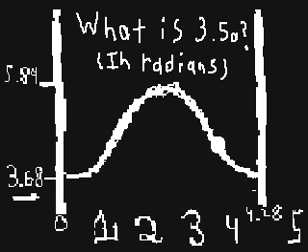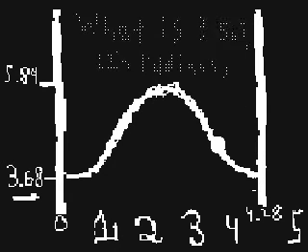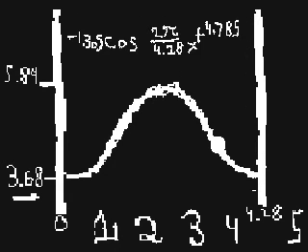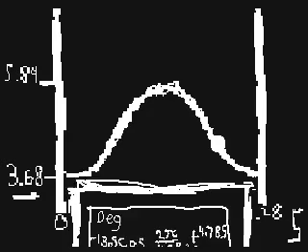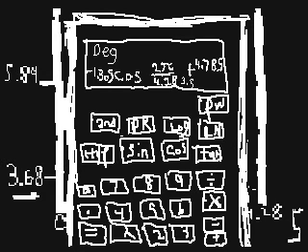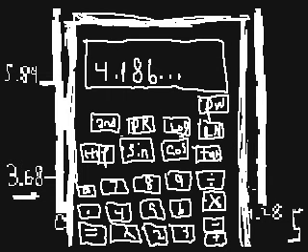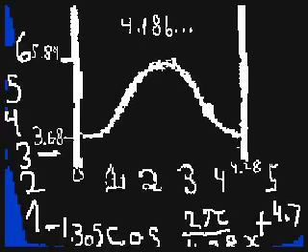So what is 350 in radians? We end up taking the graph we already made and plugging it into the calculator. But first you're going to have to change it to radian mode. So you end up getting 1.86. Now with all that out of the way, we can finally move on to the second section.